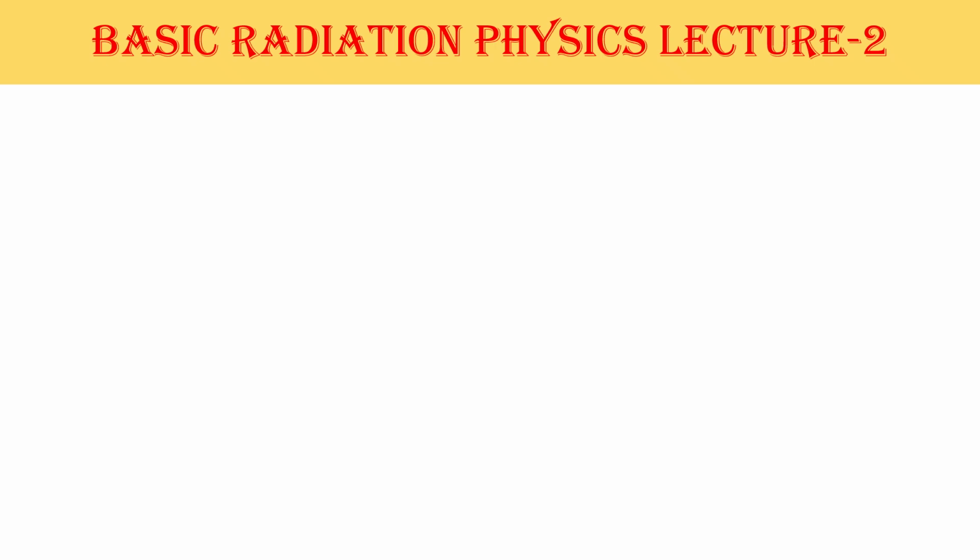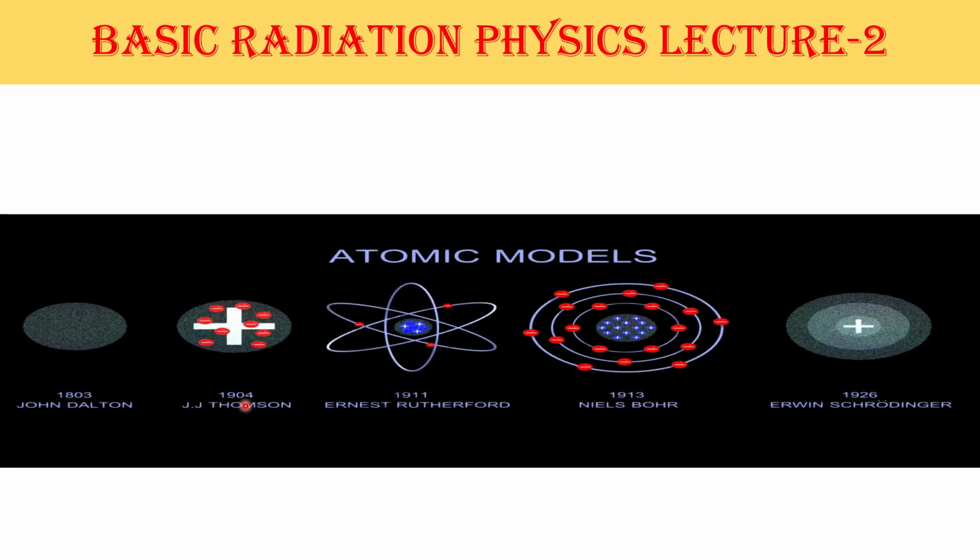In our previous lecture, we discussed how scientists discovered the structure of the atom and how the model evolved from a single idea to the modern quantum mechanics model. Now we know that an atom has a small dense nucleus containing protons and neutrons, and electrons present around the nucleus.